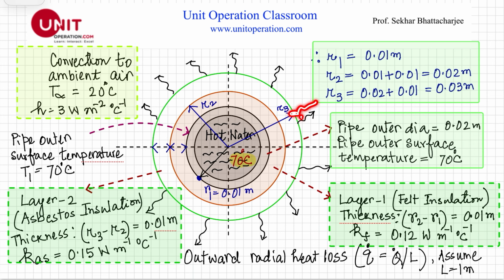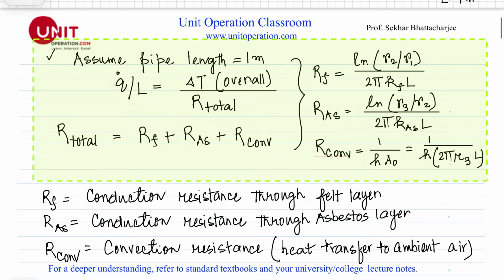Finally, this is the convective heat transfer from here, and the ambient air is at 20 degrees Celsius. We have to find out the outer radial heat loss per unit length, that is per meter, so we'll find it in watt per meter. That's the heat loss. It is very simple. We are assuming a pipe length of 1 meter, so L will be equal to 1 meter. This is the heat loss through the combined resistances per unit meter of pipe length.